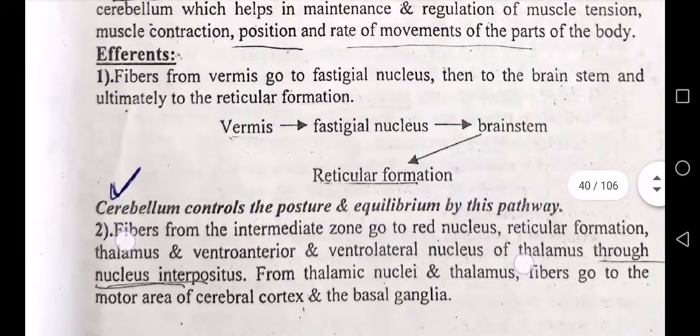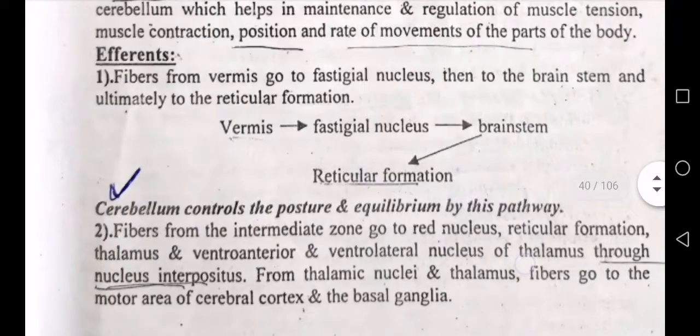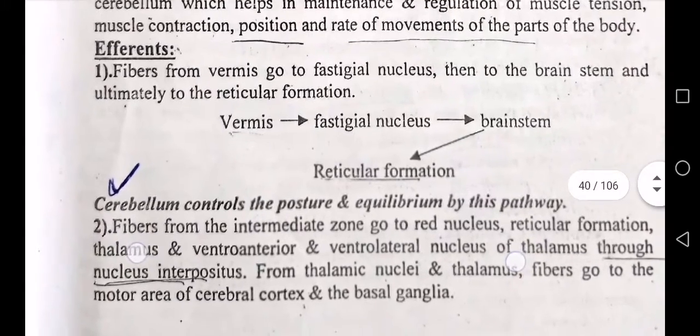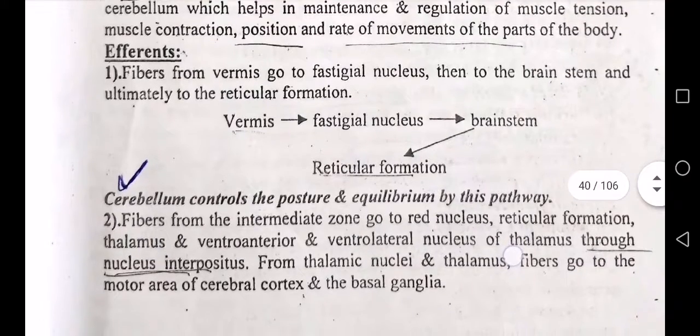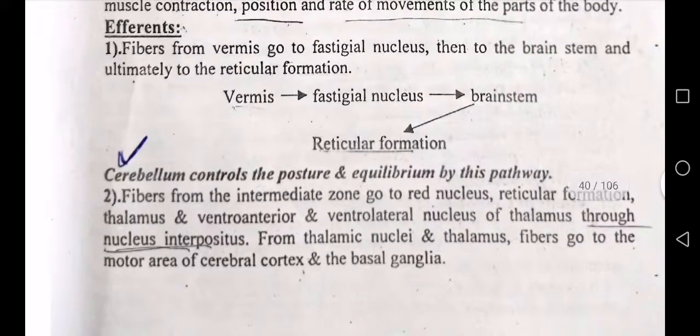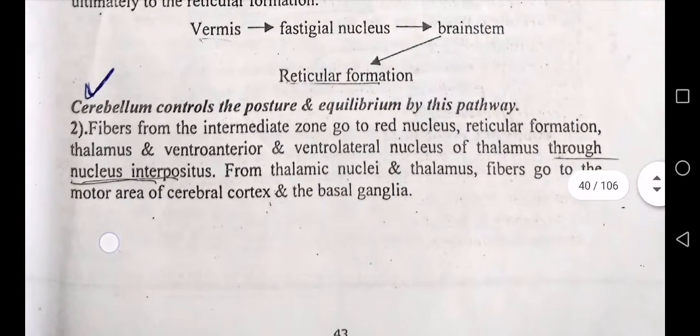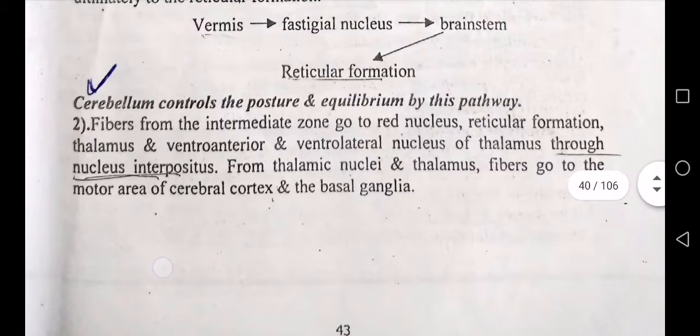Now we are going to discuss efferents. Fiber from the vermis goes to the fastigial nucleus and then to the brainstem and ultimately to the reticular formation. Vermis to the fastigial nucleus, then to the brainstem, then to the reticular formation. The cerebellum controls the posture and equilibrium by this pathway.